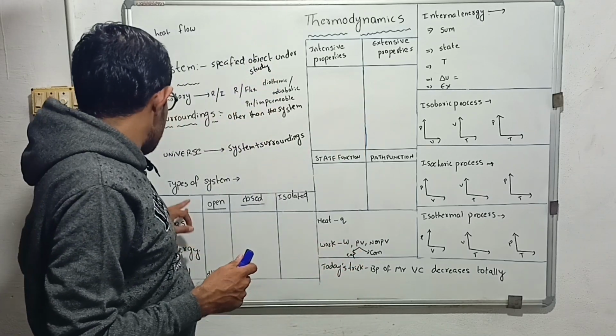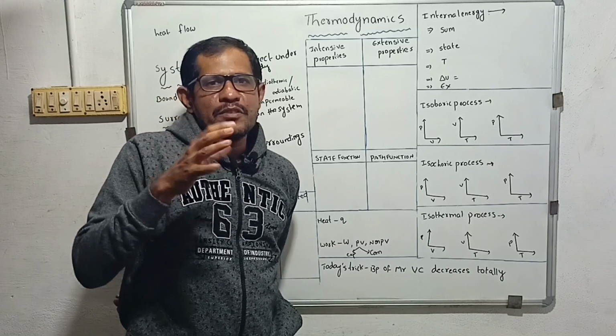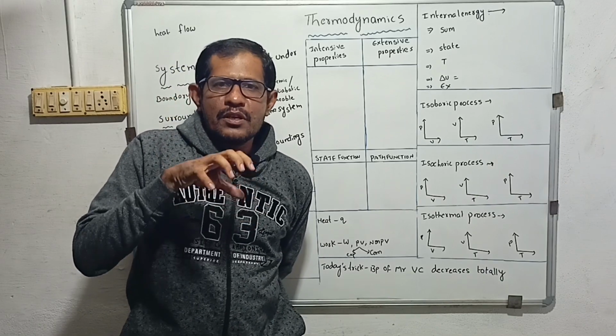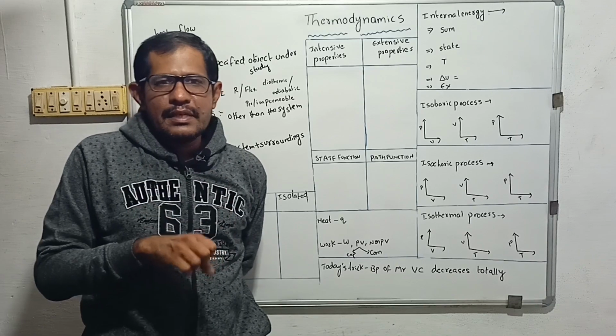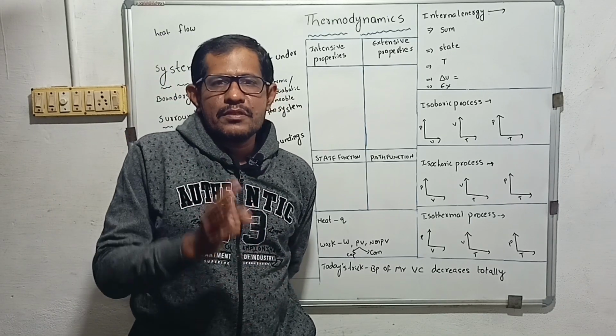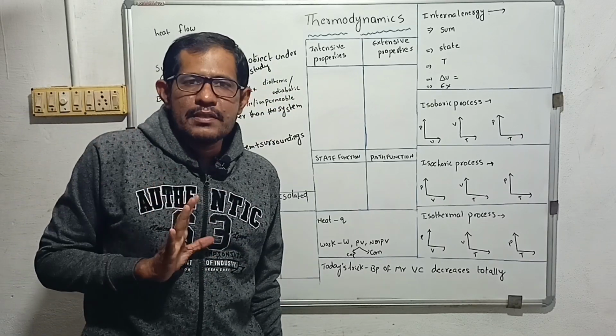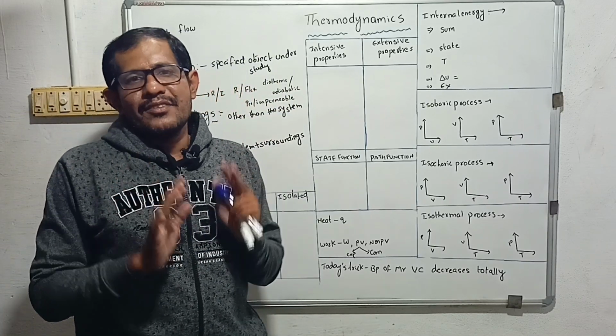Now we are going to study the types of systems. A system is a specified portion of the universe under study. There are three types of system: open system, closed system and isolated system.